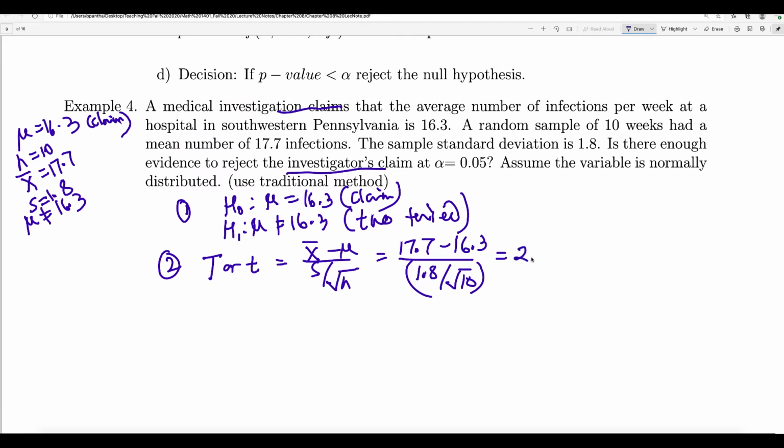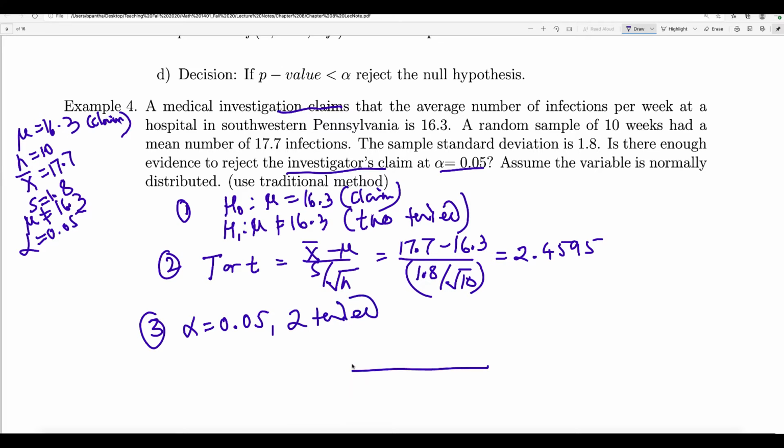This is what I get, 2.4595. So we are using the traditional method, so we need to find the critical t value. Number 3 is the critical value. Alpha is 0.05. This is also given. And it is two-tailed, so we will divide alpha equals 0.05 into the two tails, right?